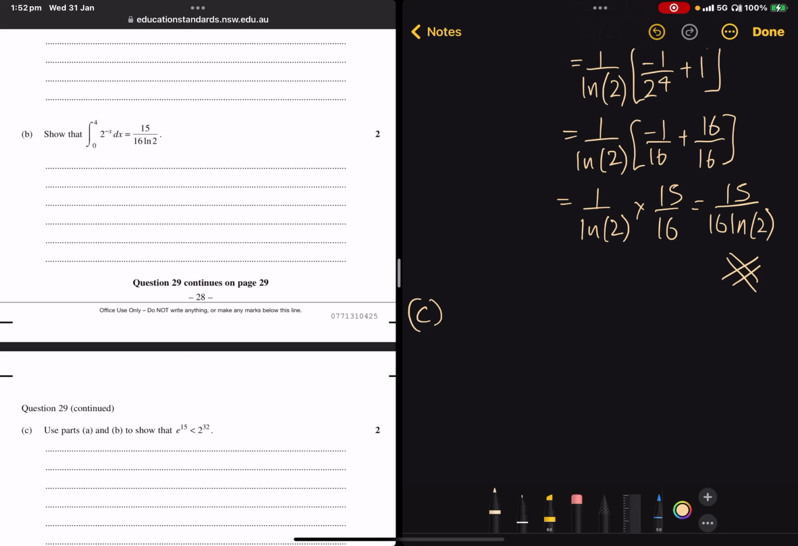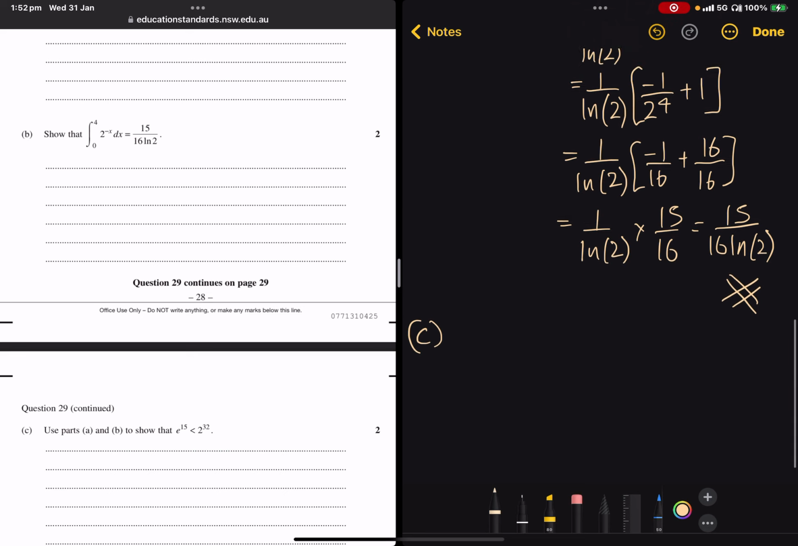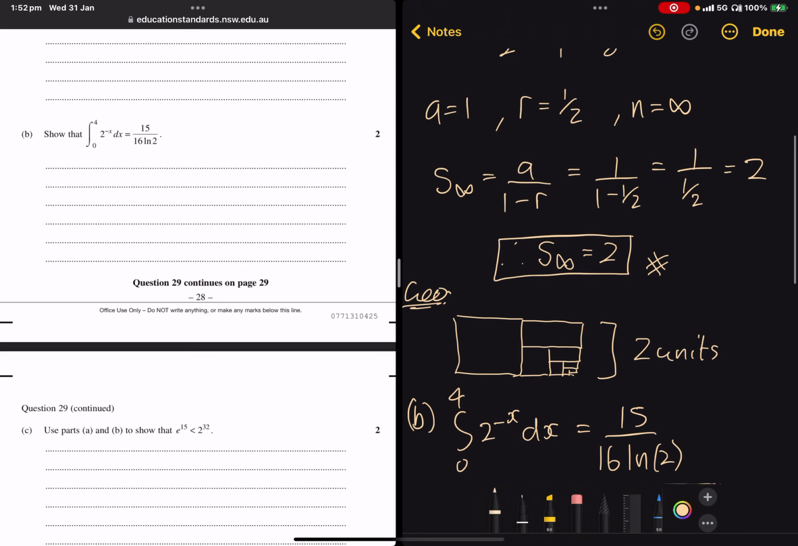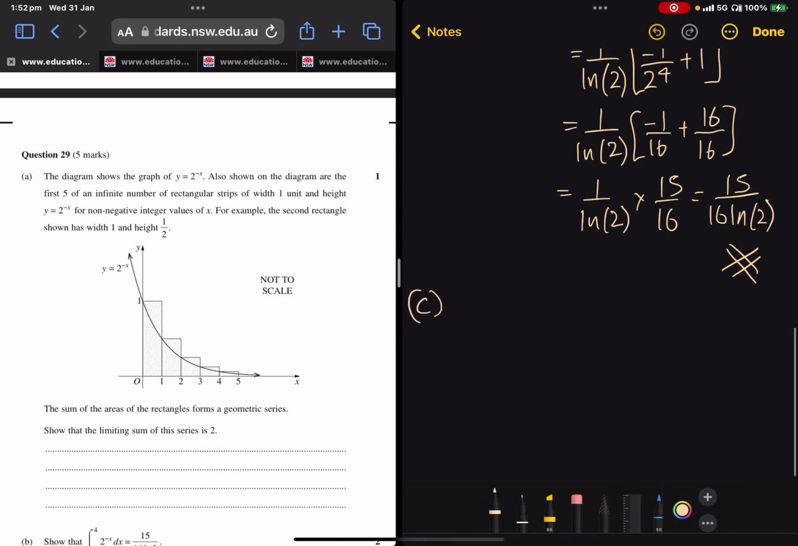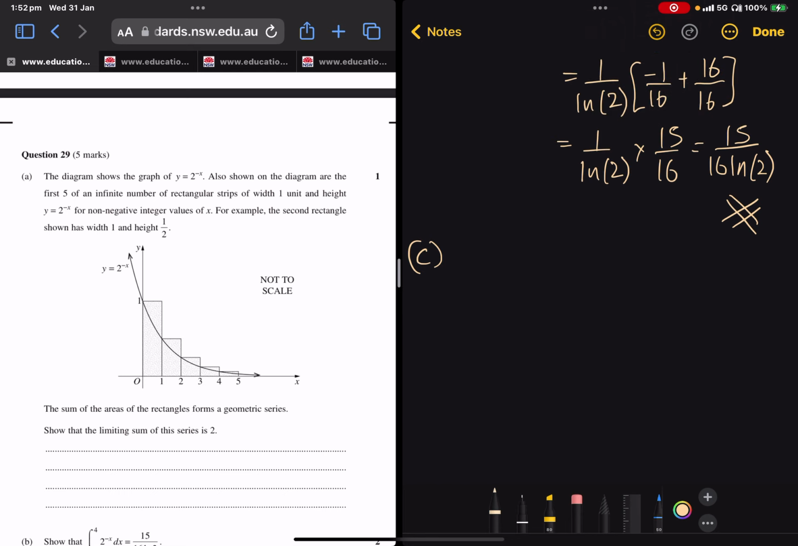Okay, so we've just done the integral of this function from 0 to 4, and we know that that has to be less than 2 because we know the infinite sum of the rectangles is 2, and we know that that infinite sum has to be bigger than the integral under this exponential. So we have 15 over 16 times the natural log of 2 must be less than 2. This is something that we have discovered through the course of the question.